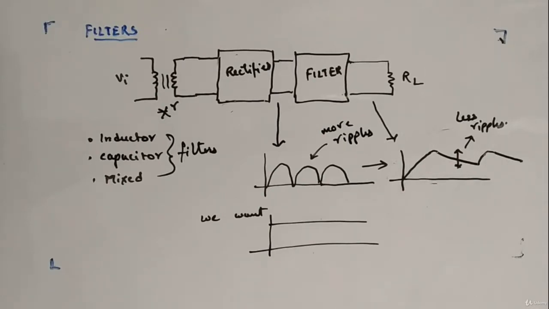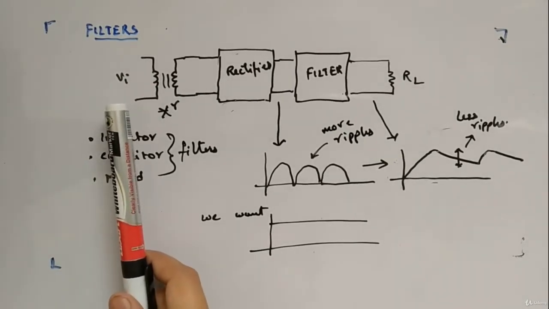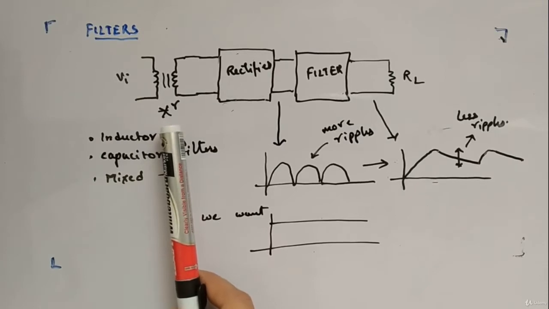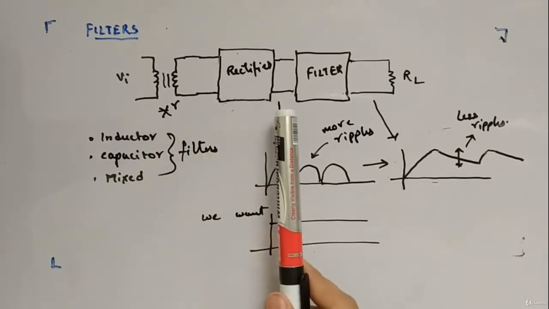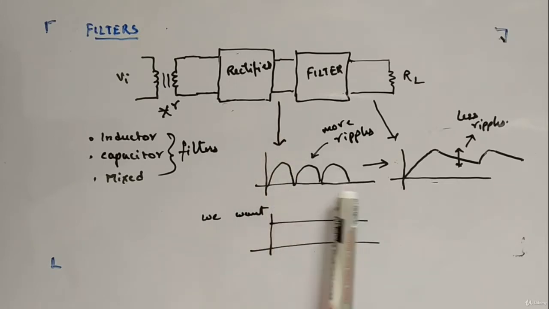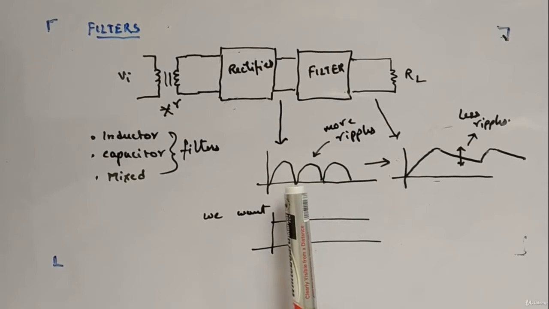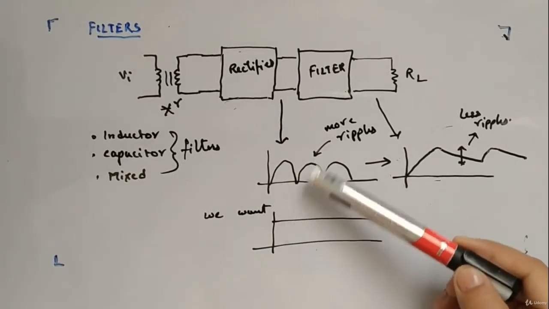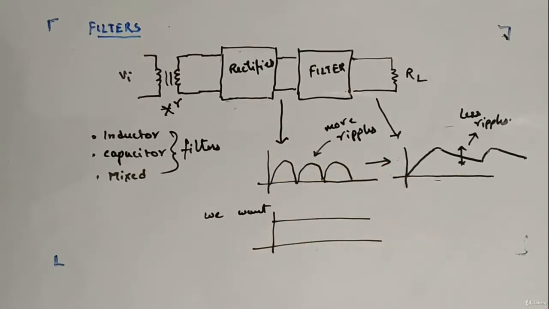Okay, so now let's move on to filters. Till now what we have seen, we have applied the input, then we had a transformer, then we had rectification. At the output of which we were getting a curve like this. For a full wave rectifier we can have a curve like this. So you can see it has very large ripples. Okay, the amplitude is very high.